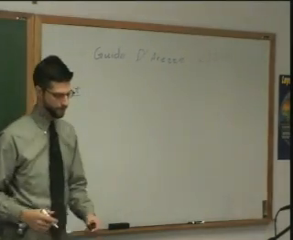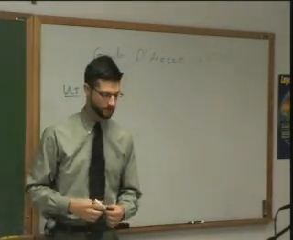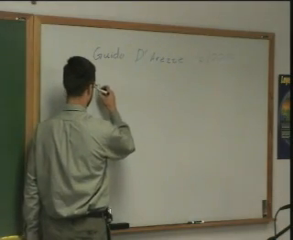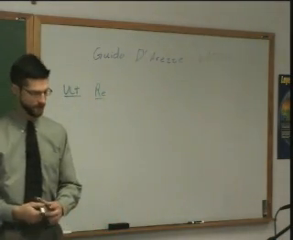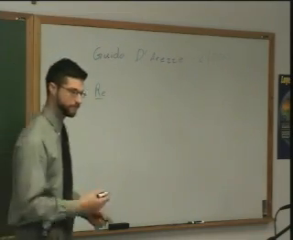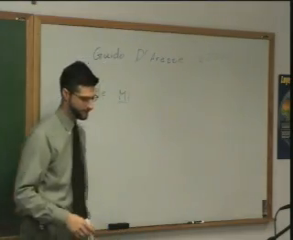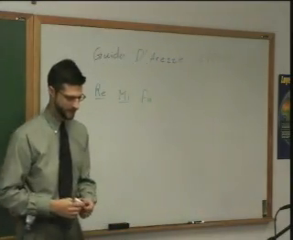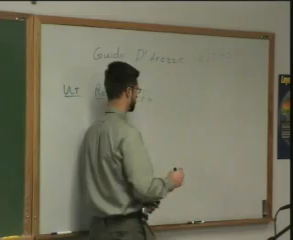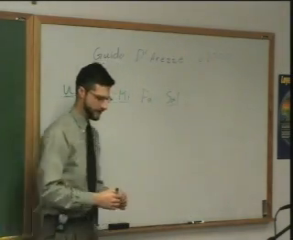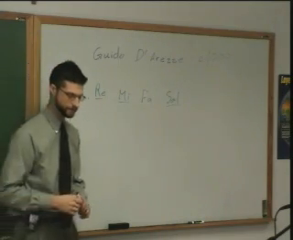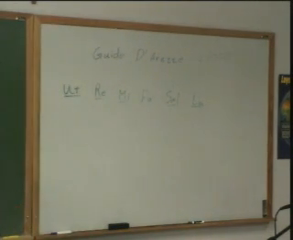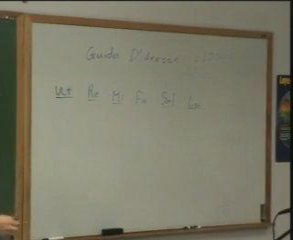Ut. The second phrase was resonat fibris. The first syllable of that phrase was re. Third phrase, mira gestorum, first syllable, mi. Famuli tuorum, first syllable, fa. Solve polluti, sol. And then labii reatum, la. And thus we have the beginning of the note names for our scale.